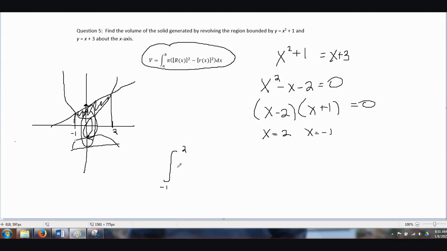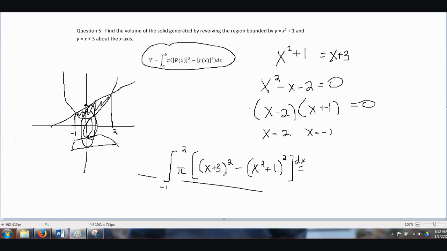We always have this pi. And then we're going to put our outer radius, square it. So our outer radius is the line, the x plus 3, so in parentheses. Sorry, that was just a random line. But we're going to have x plus 3 squared, and then minus our inner radius, which comes from the parabola. So we'll have the x squared plus 1 squared. Okay? And then dx.